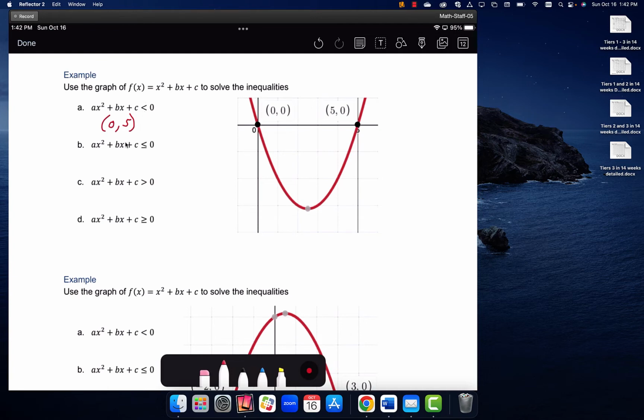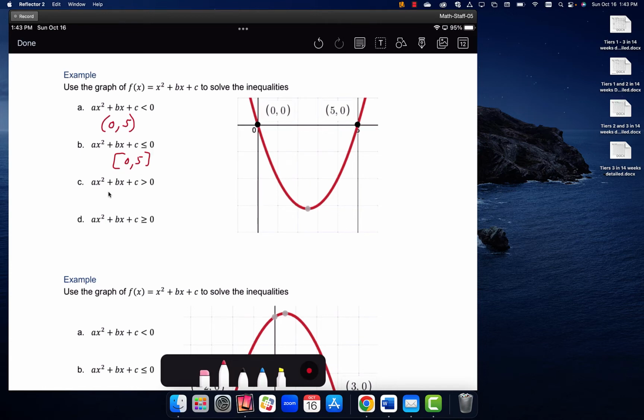In example B, we're basically asking the same question, but we can now have equality. So now we're asking where is the graph less than 0? Where is it below the x-axis, but also equal to? So we can have equality on those endpoints. That gives us the brackets.